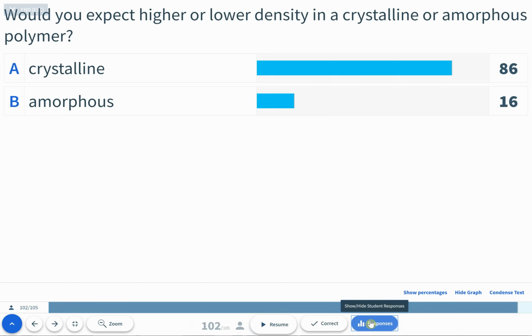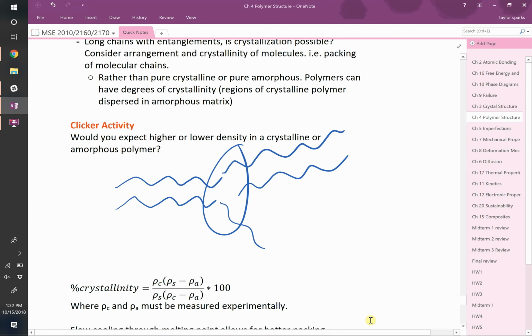Okay, right. So most people think crystalline. That's the right answer here. So why is it that crystalline is able to be a higher density polymer? What do we think? Yeah, Ashton?